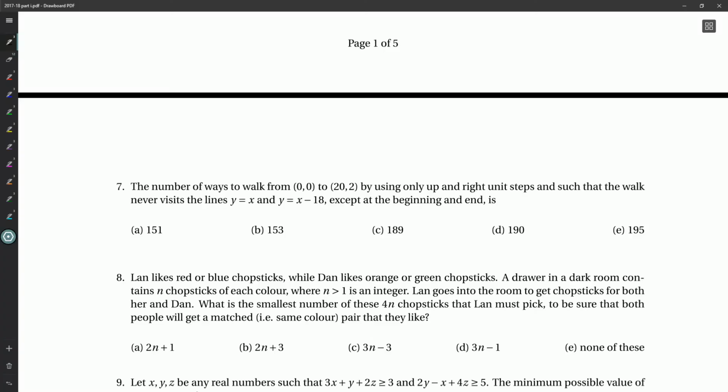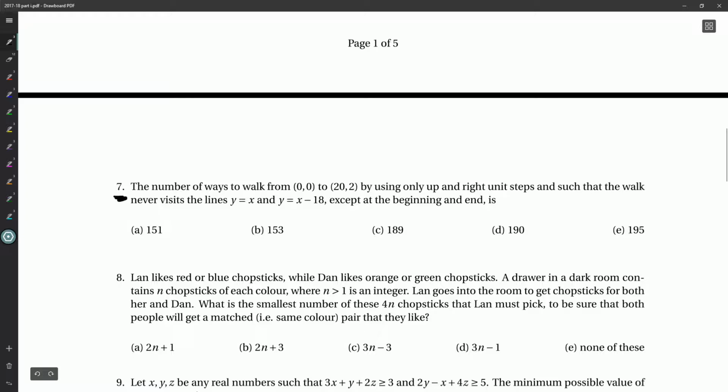Hello, everybody out there. Root Beer here, looking at more of our 2017 Part 1 Alberta Math Contest. We're up to question number 7. Hopefully, you've given it a little bit of a try before joining me as we take a look at it.